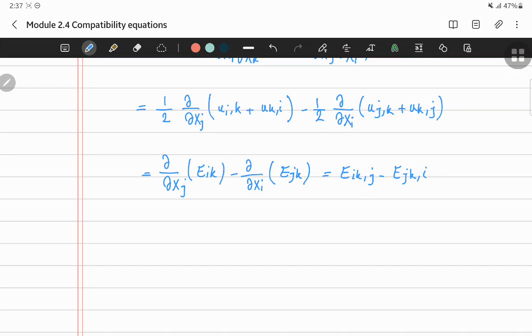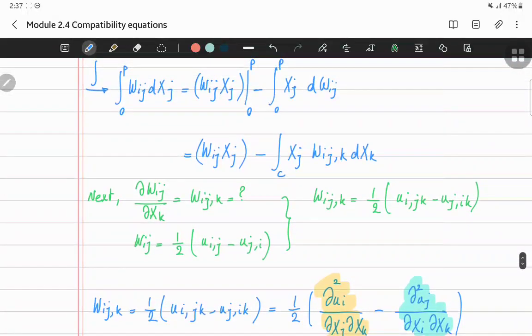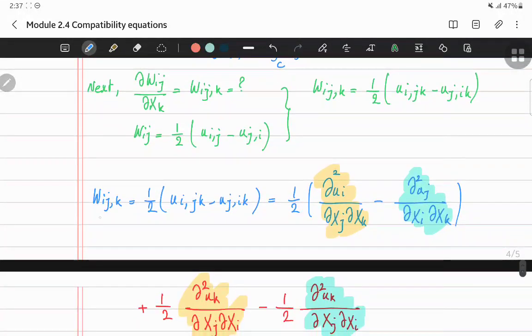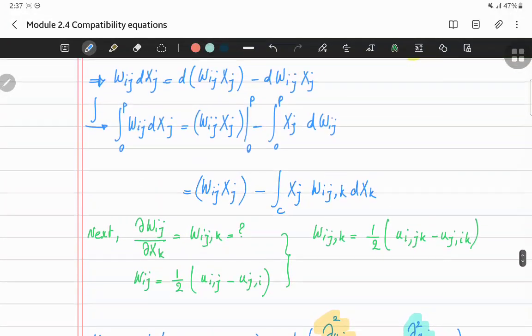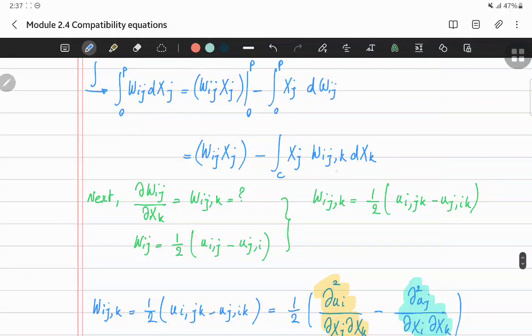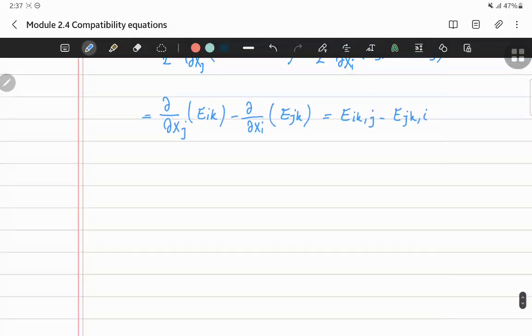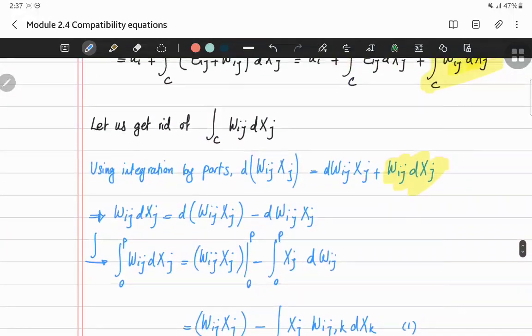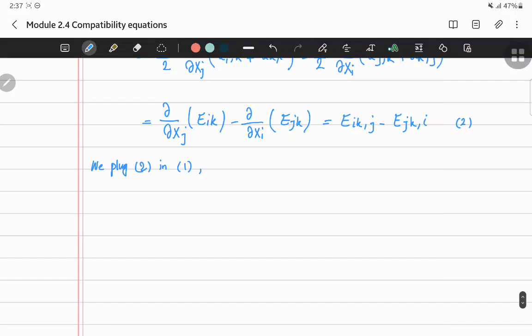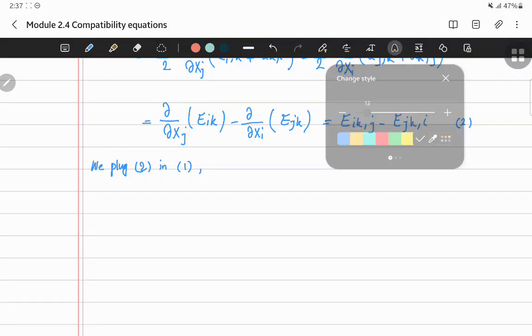All right, so now we can say that this wij,k, we have found it, we already found it, it's in here. So I write this as equation 1 and 2. We plug 2 in 1. So what we get is, let me write this in color.